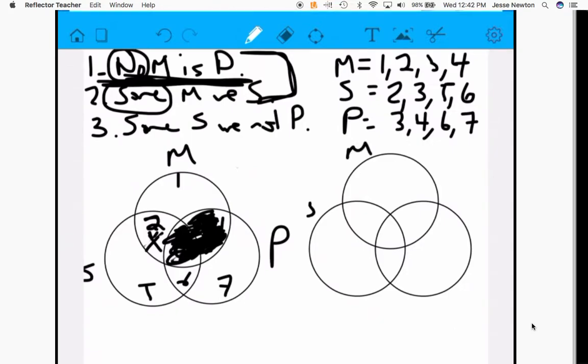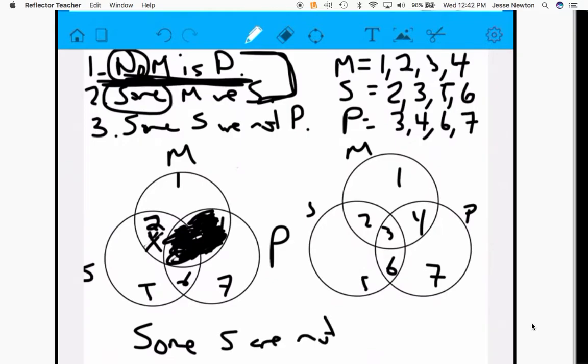M, S, P, 1, 2, 3, 4, 5, 6, 7. And we're going to come down here. Some S are not P. And S is equal to region 2, 3, 5, and 6. And P is equal to 3, 4, 6, and 7. And what do we do? We circle the regions of overlap, which are 3 and 6. We cross those out because we don't need them.